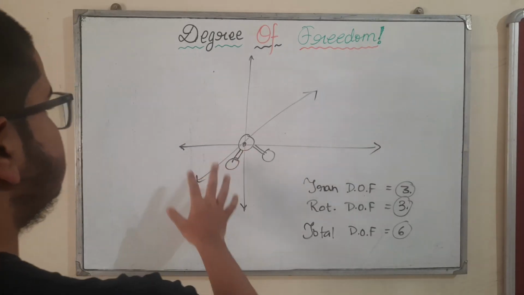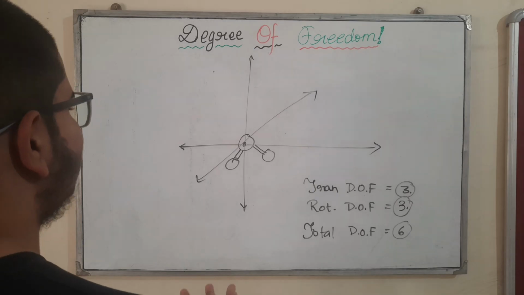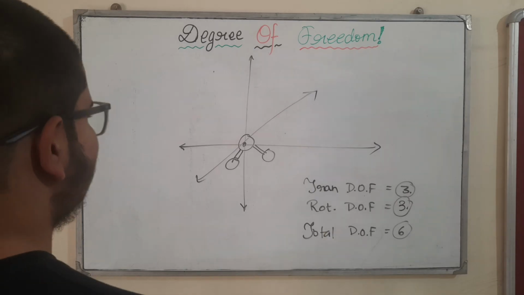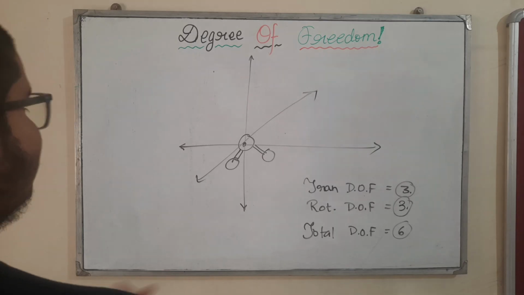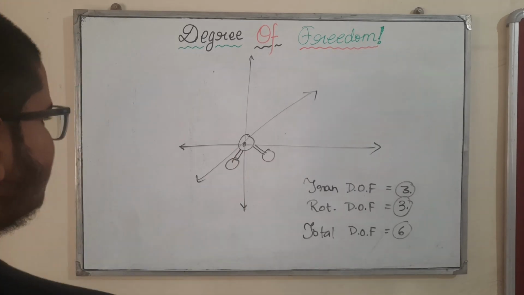This is what happens in triatomic non-linear molecules, and any other polyatomic molecule will not be linear. Any molecule having 4 atoms cannot be linear. You should have learned that in chemical bonding.